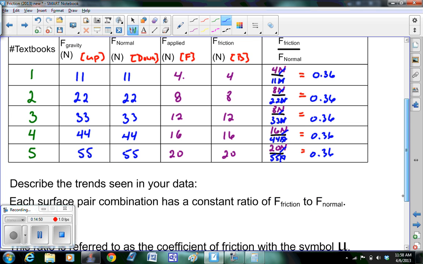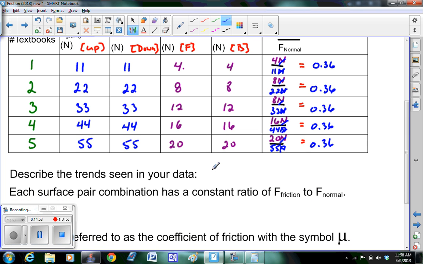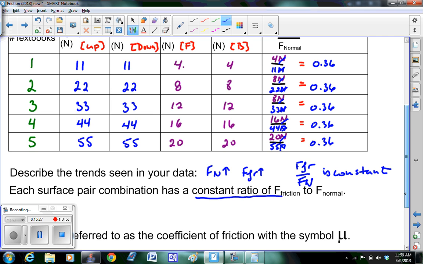So the trends that we see in the data: as the normal force increases, the force of friction increases. And we saw that the ratio of force of friction to the normal is constant. Experimentally, in the real world, every surface pair combination has a constant ratio. So if I looked at, say, a wooden block on the desktop surface, it would have a constant ratio. It's not going to be 0.36, but it would be constant for any combination of masses.